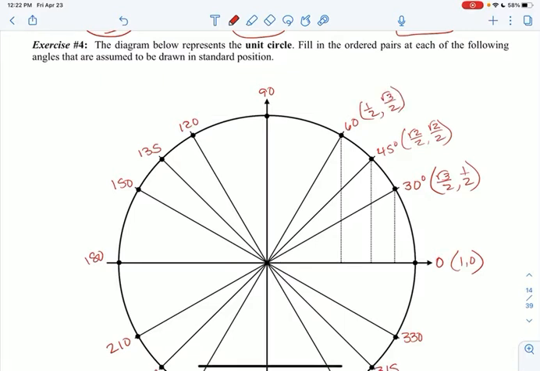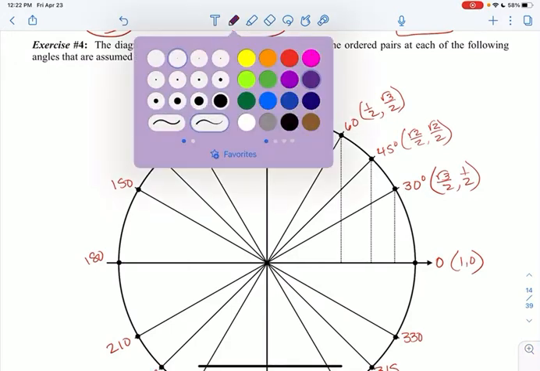Okay, I'm taking these numbers from the lesson from yesterday. 90, well, this point right here is (0, 1). All right. Now, 120, how do I do 120? Remember, I have to think about a reference angle. The reference angle for 120 is 60, so it's actually going to be the same as 60. It's going to be 1/2 and radical 3 over 2, but I have to be concerned with where it's going to be positive and where it's going to be negative.